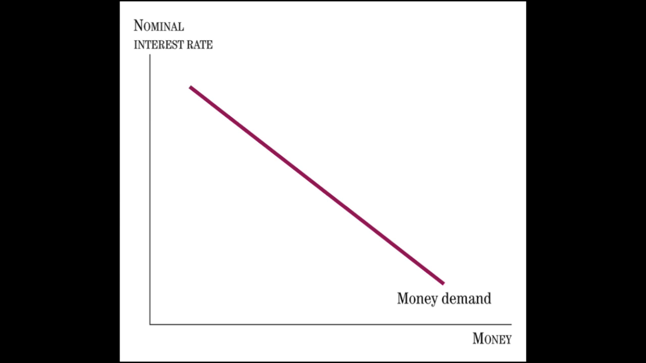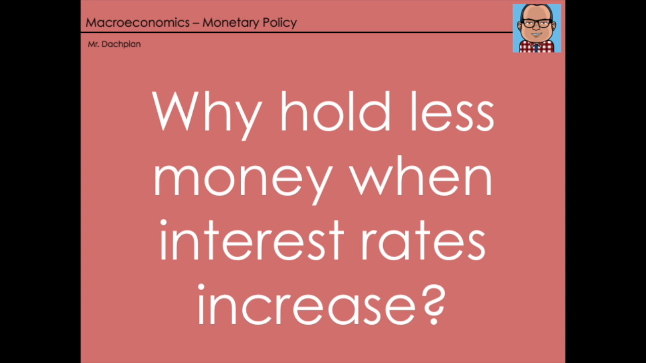A downward sloping money demand function implies that an increase in the nominal interest rate will decrease a person's holding of money, while a decrease in the nominal interest rate will increase a person's holding of money. Why hold less money when interest rates increase? The interest rate is the opportunity cost of holding on to money. Higher interest rates will make it more costly to hold on to money, because money bears its holders no interest.